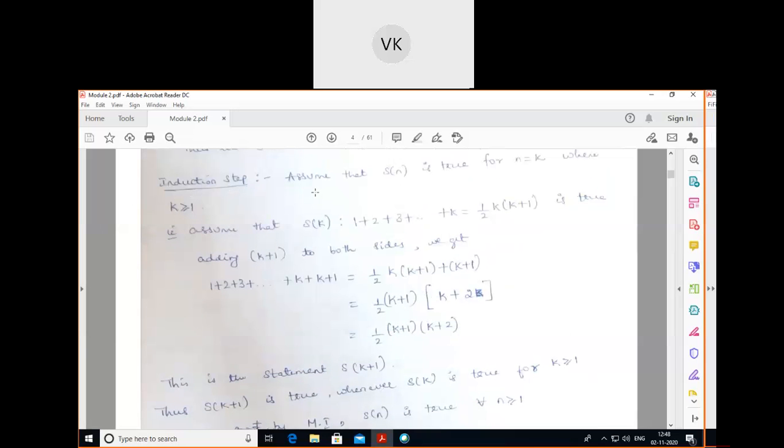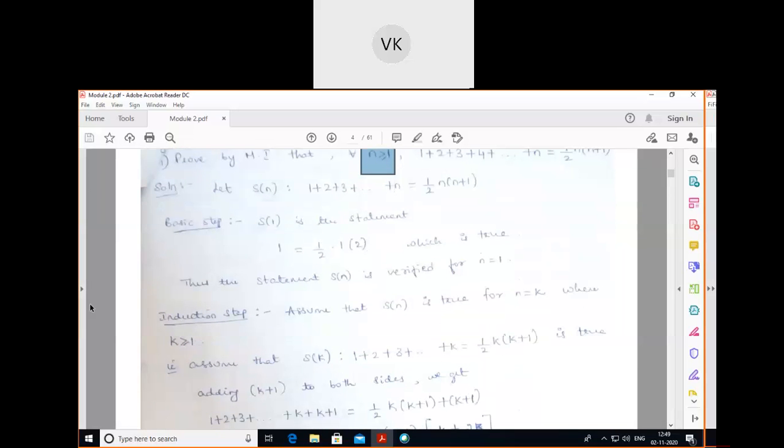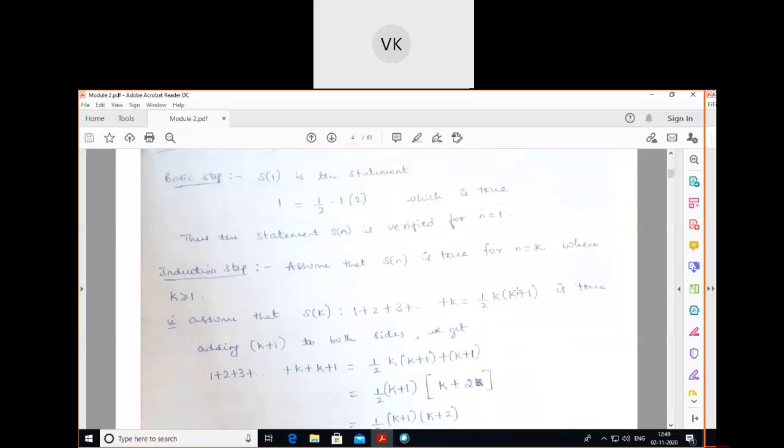In the induction step, I told you to assume that S of n is true for n equal to k. Initially we had taken S of n. In place of n we are writing k here, where k is more than or equal to 1. Initially n was more than or equal to 1. Now we have replaced n by k.